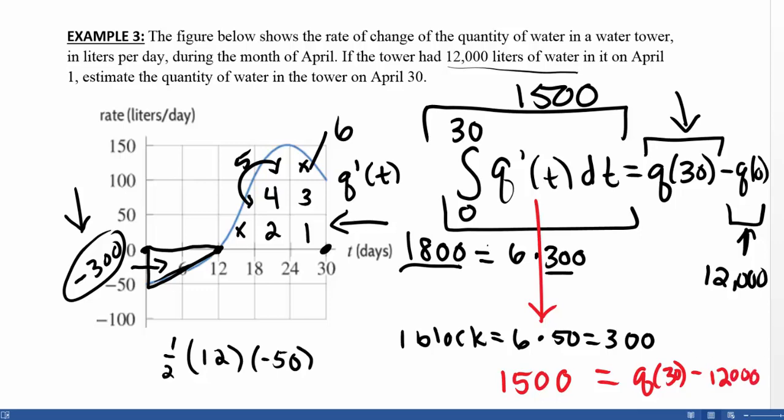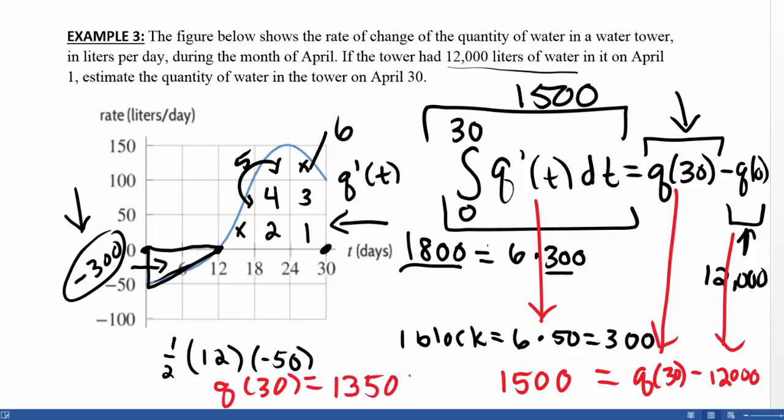So if I'm solving for Q of 30, the quantity of water on day 30, April 30th, I just need to add the 12,000 over to the left. So again, this matches up directly with my equation. So if I add the 12,000 over, I get Q of 30, 13,500 liters.